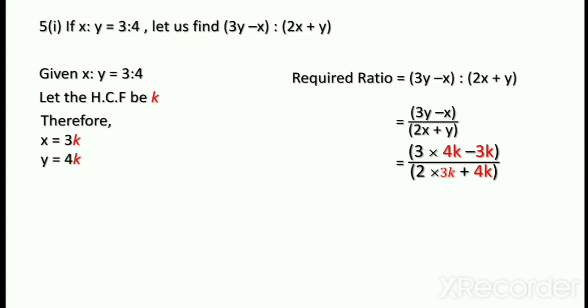And remember to apply BODMAS. So we first multiply 3 into 4, which gives 12k minus 3k, and 2 into 3 gives us 6k plus 4k. Now you subtract. You'll always find the HCF to be common between the terms, so you will always cancel that, and our answer is 9 is to 10.